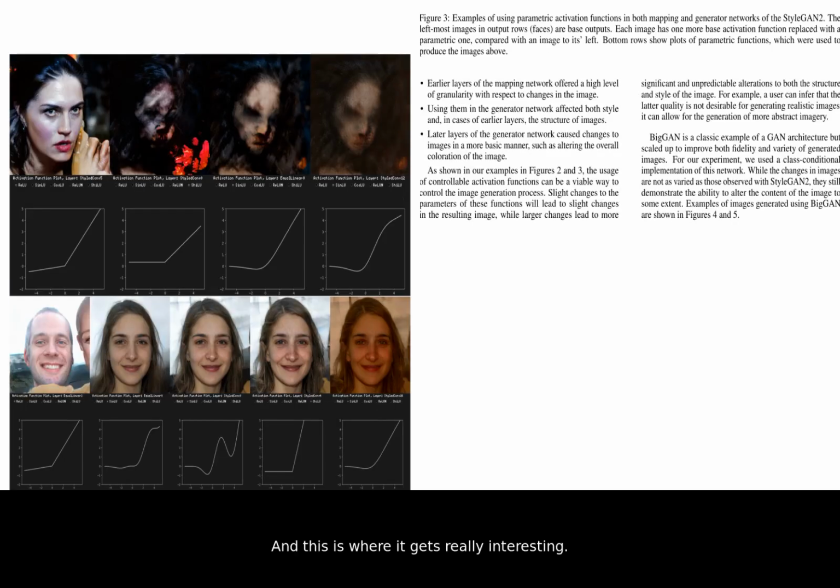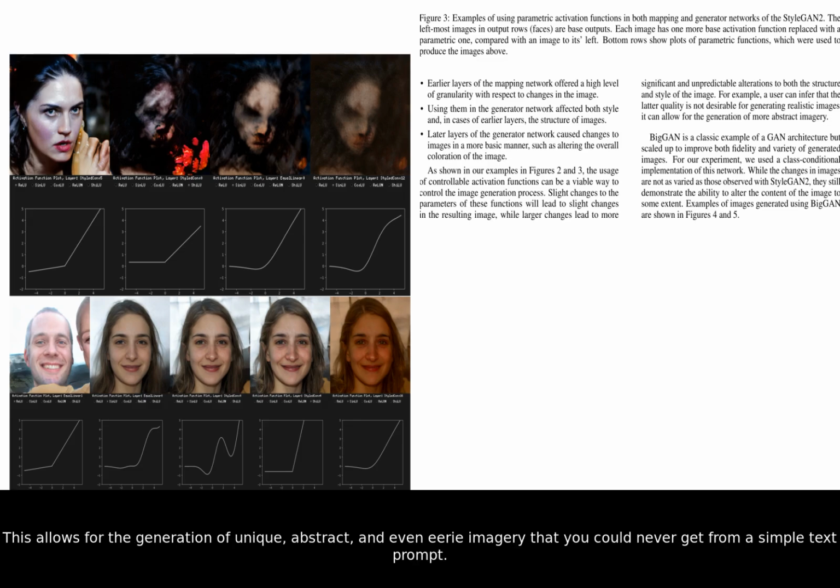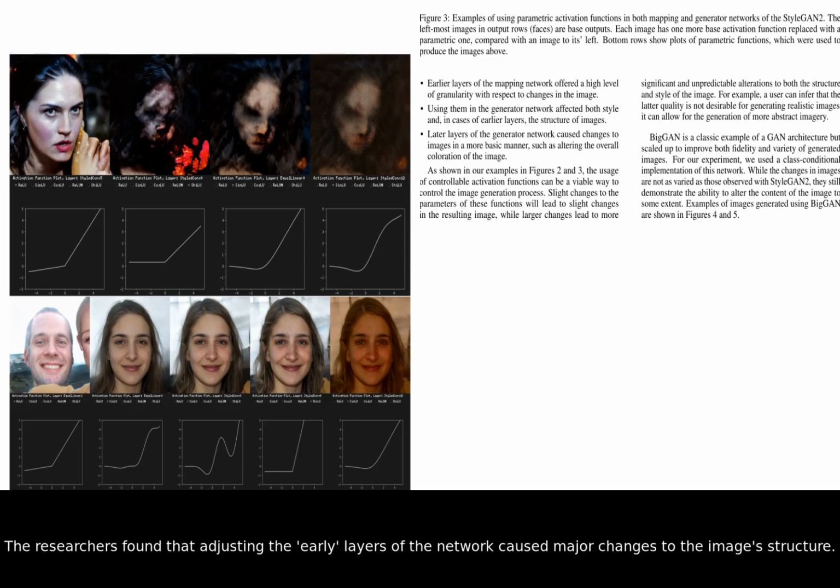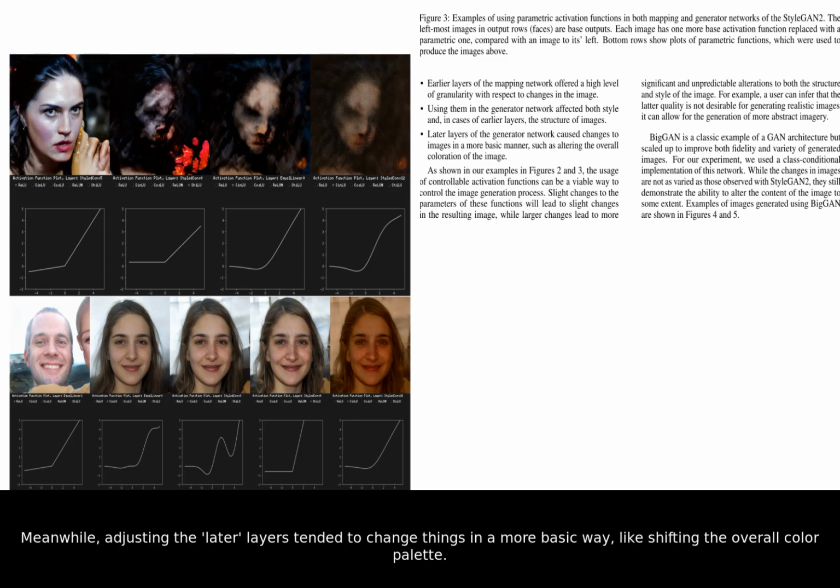And this is where it gets really interesting. By making more drastic changes, you can push the AI far beyond creating realistic images. This allows for the generation of unique, abstract, and even eerie imagery that you could never get from a simple text prompt. The researchers found that adjusting the early layers of the network caused major changes to the image's structure. Meanwhile, adjusting the later layers tended to change things in a more basic way, like shifting the overall color palette.